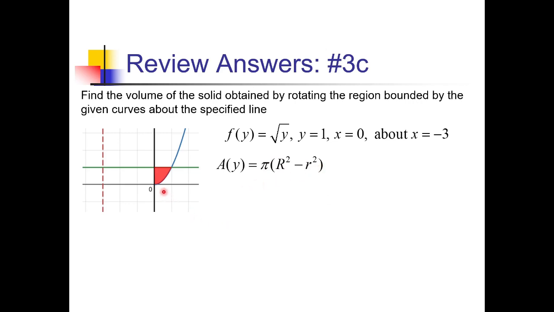Big R is the distance between the outer part of the bounded region and this line over here. So that's going to be f of y minus negative 3 or plus 3, and we're squaring that. Little r is the distance between this part of the bounded region and the axis. So that's just 0 minus negative 3 or just 3, and we're subtracting that squared. So there's my a of y. For my limits of integration, we're going from 0 to 1. So I need the integral from 0 to 1 of a of y dy.